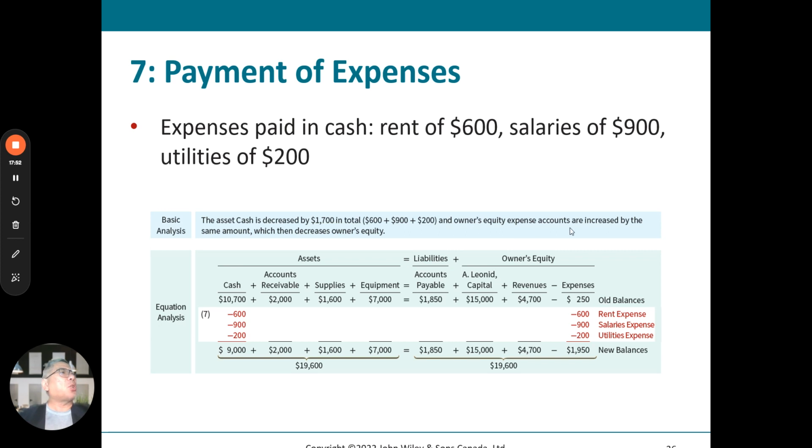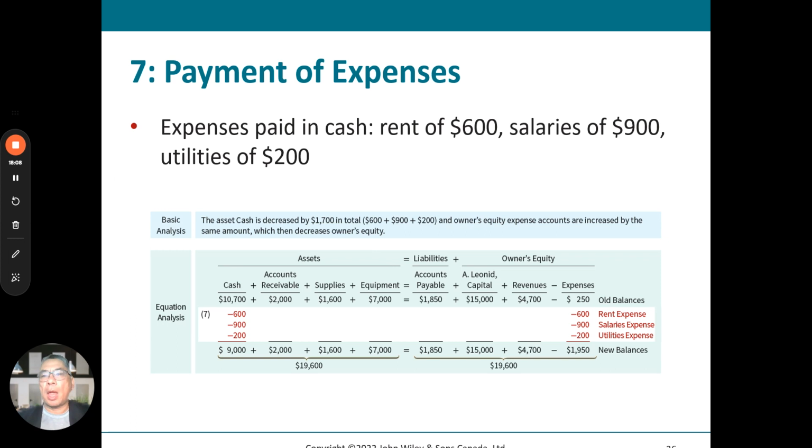So you have here cash minus 600, minus 900, minus 200, total 1,700. Expenses is the same story. So you have to book the same thing. Left and right must balance. If it's not balanced, it's not right. Okay. Look at the next one.